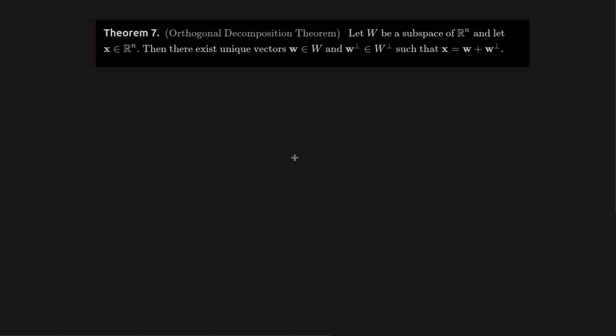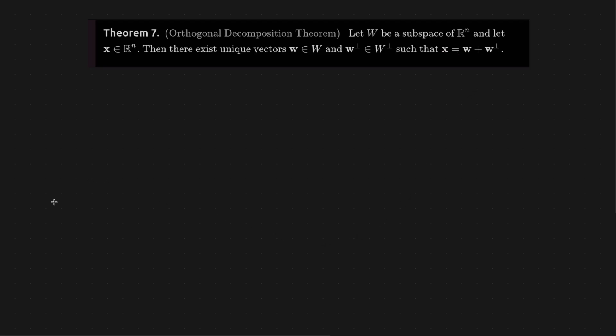Then what we can do is decompose vector X into a vector in subspace W and a vector orthogonal to subspace W, something that is in the orthogonal complement. What's more, not only does this decomposition exist, it is unique, which means there is exactly one pair of vectors in W and W perp. There's one vector w in subspace W and one vector w perp in subspace W perp, so that this decomposition will work.